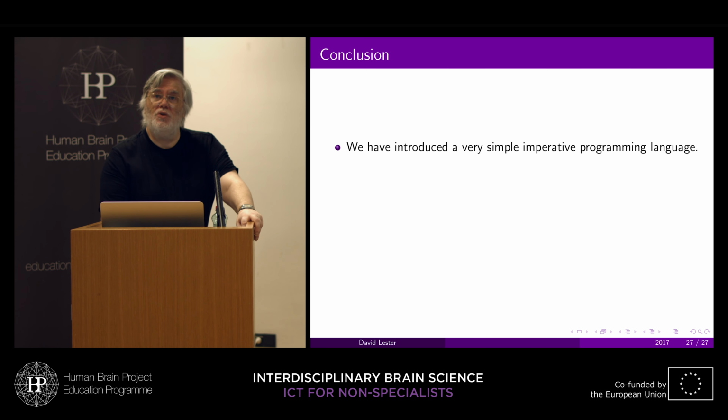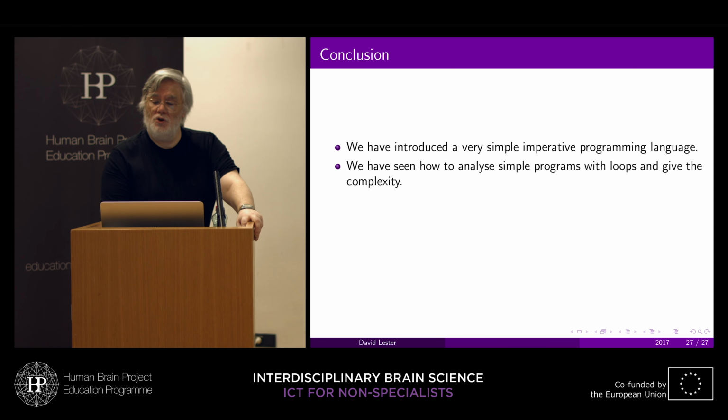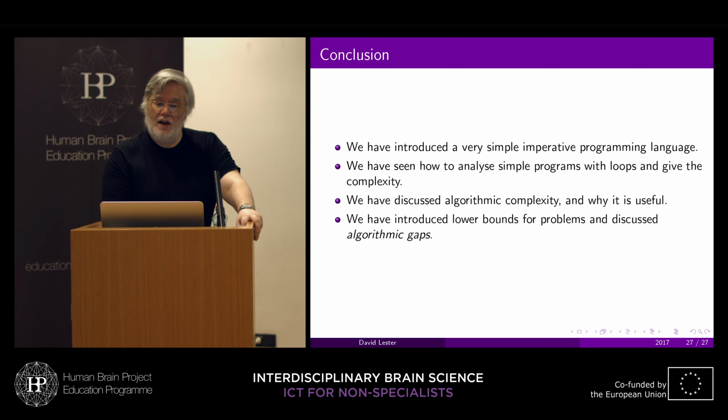So, a conclusion. We've introduced a very simple programming language. We've seen how to analyze simple programs with loops and give the complexity. We've discussed algorithmic complexity and why it's useful. And we've introduced the idea of lower bounds for problems and discussed algorithmic gaps.